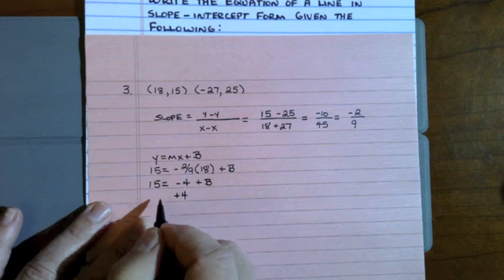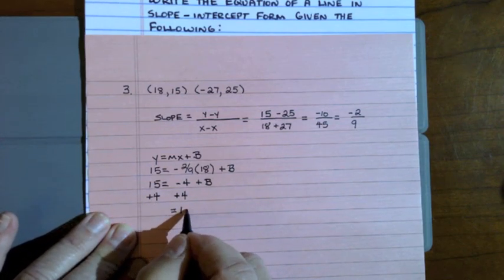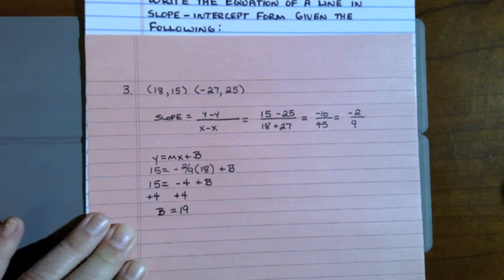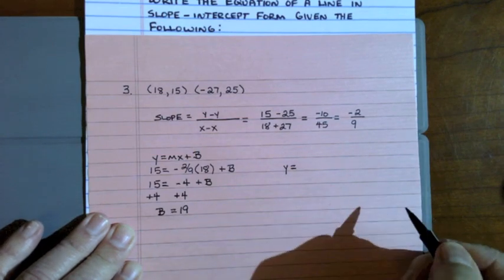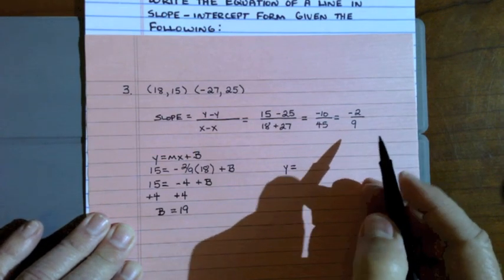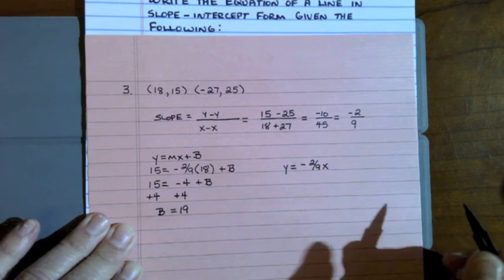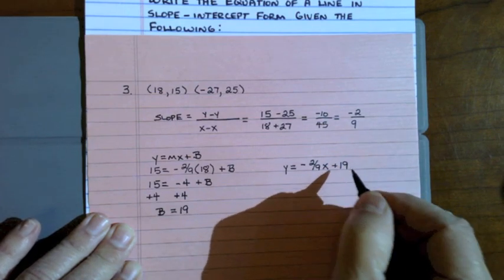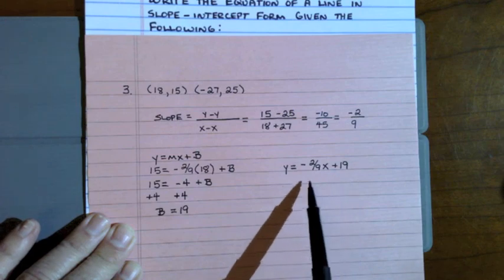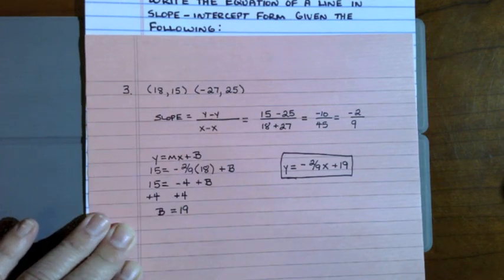The opposite of negative 4, positive 4. 15 plus 4 is 19. My y-intercept is 19. To write the equation of a line, start off with y is equal to, write down the slope. What's the slope on this problem? Negative 2/9. Put an x beside it. Here on the end, you write the y-intercept, positive 19. This is the equation of the line that goes through these 2 points right here.